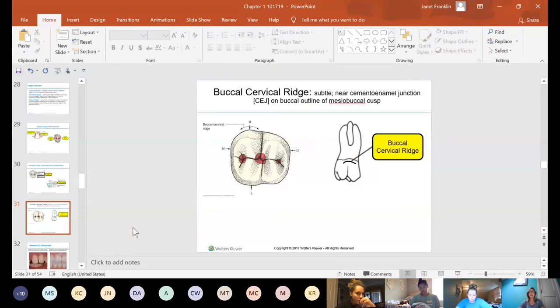As far as ridges on the outsides of the teeth, let's not worry about this slide right now. Don't worry about slide 31.